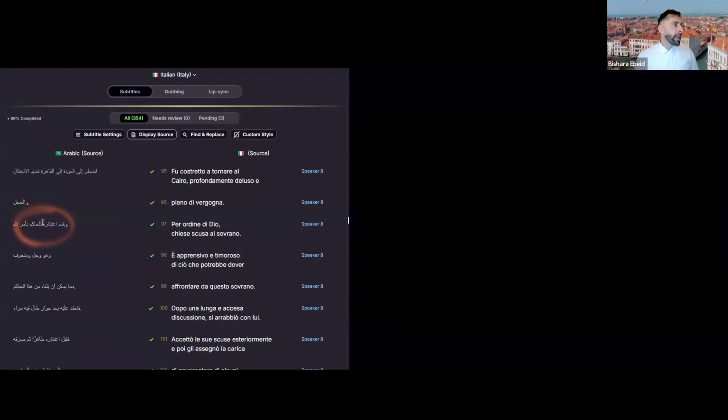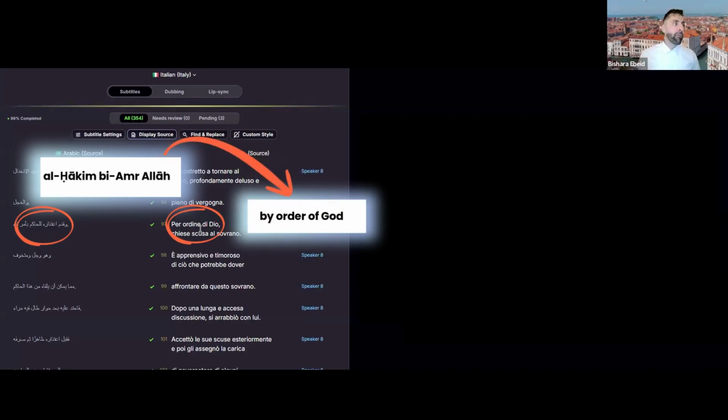So here we have the whole name of the Caliph Al-Hakim bi-Amr Allah, which was translated literally as the order of God of the governor. So here the continuity of the sentence was also translated wrongly because of the wrong translation of the name in a literal way and not as a proper name of the Caliph. So here is also a very clear example of this category.